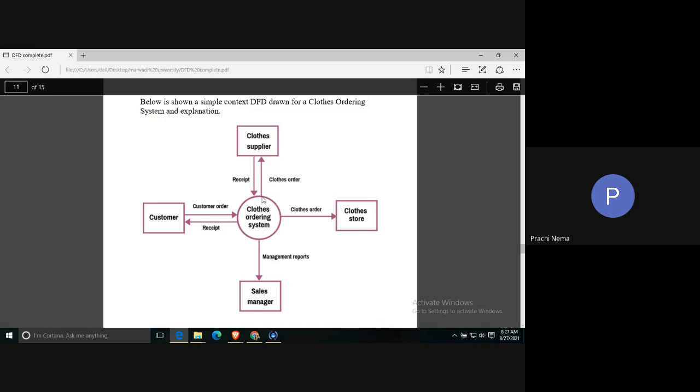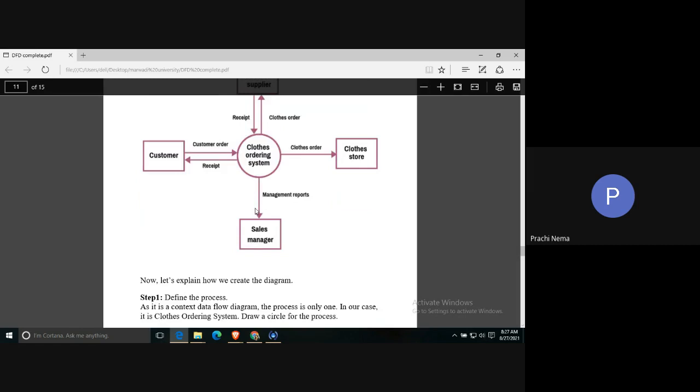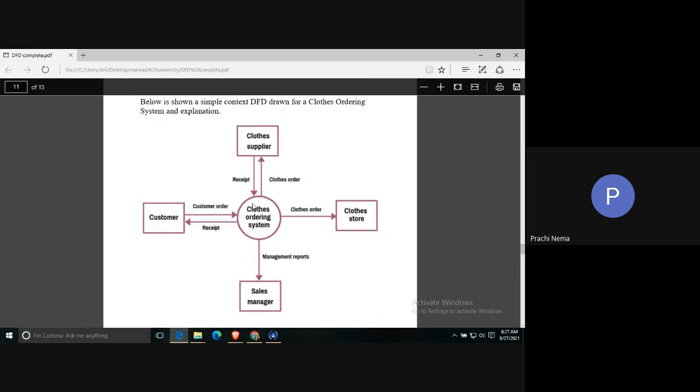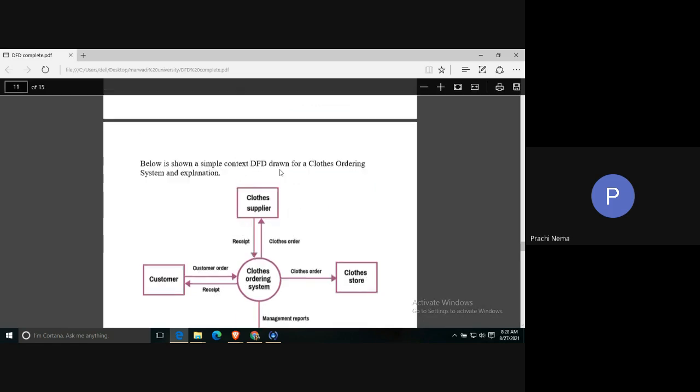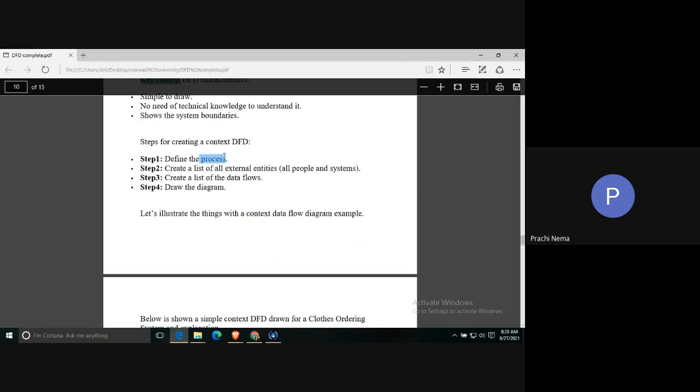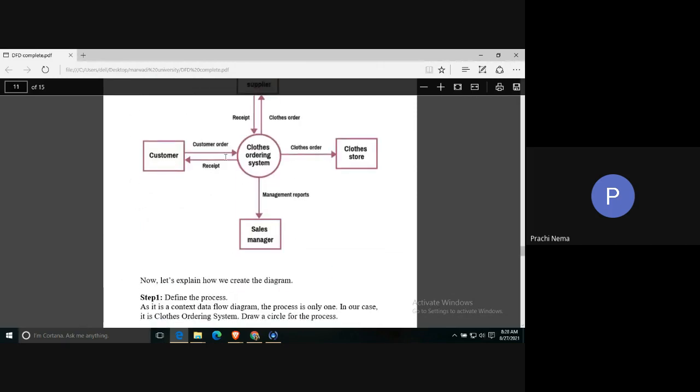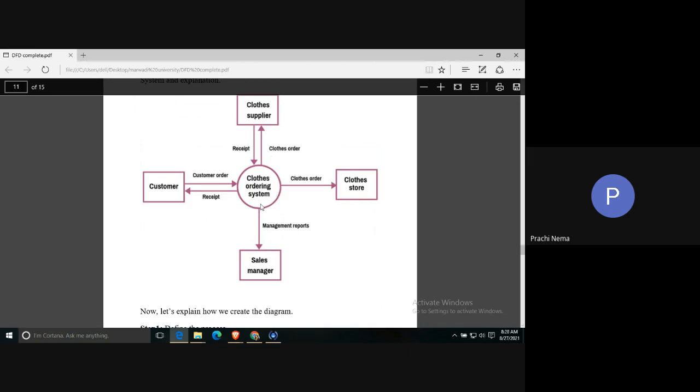So clothes ordering system has been made as a process. This is the diagram of level 0 DFD. Why? Because it has only one process. You can just look at the diagram and decide whether it is level 0 or deeper, like level 1 or 2. Just by looking at the diagram, we know that there is only one process and there are no data repositories, so it is level 0 DFD. So the first step was to define the process. Here we defined the process, that is, first you will draw this circle, clothes ordering system.